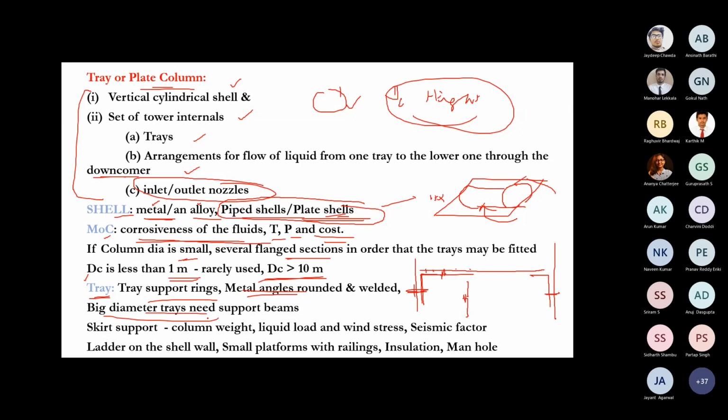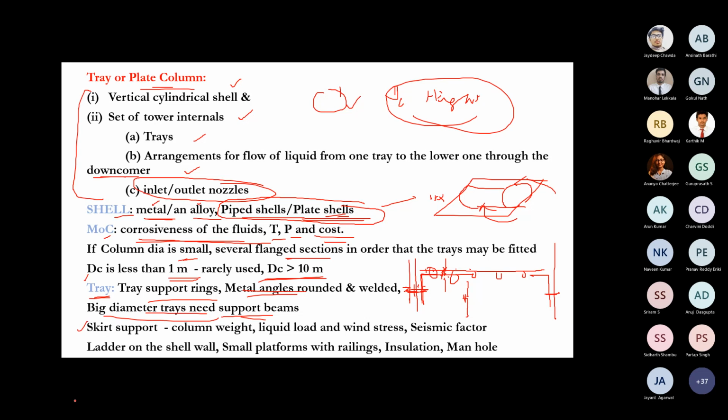As I said, big diameter trays need support beams instead of a circular tray support ring. You have to go for beams, like those we use in buildings. These beams support the rings, because they have to withstand the dead weight of the plate. These plates are circular plates. Based on the thickness, the dead weight of the plate will increase, so the column weight will increase. So we have to do suitable stress analysis in the column and select the thickness of the shell and of the plate. We will also make many holes over the plate, which again decreases the strength, so we have to consider everything.